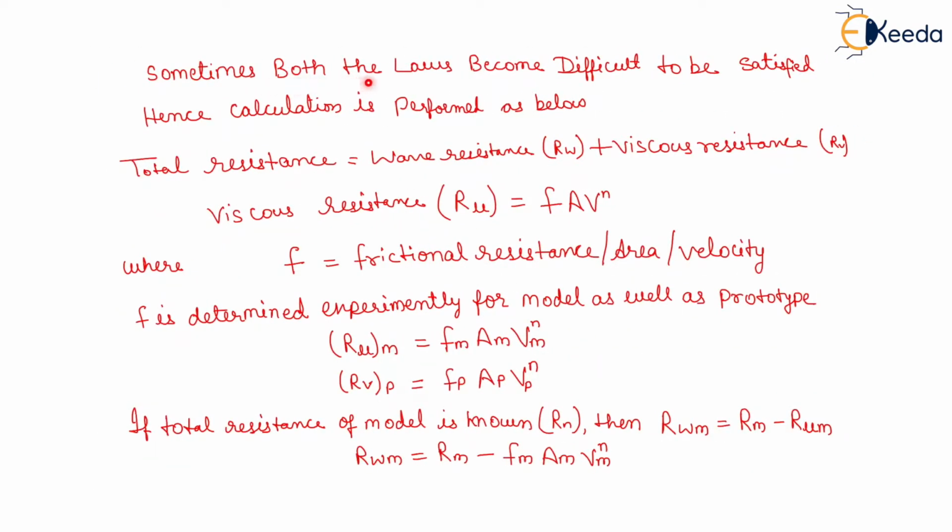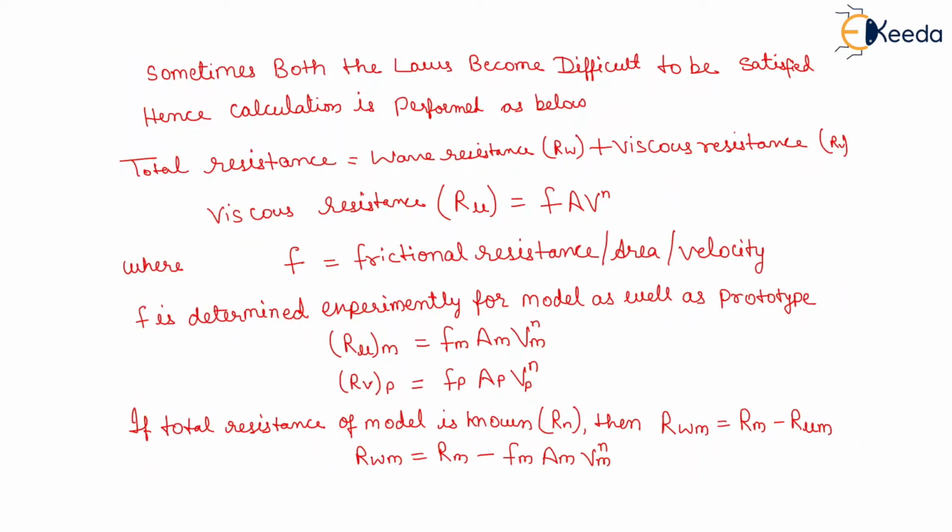Sometimes both the laws become difficult to be satisfied. Hence, calculation is performed as below. Total resistance will be equals to wave resistance plus viscous resistance. So, viscous resistance, that is R mu, will be equals to F a into V to the power n, where F is equals to frictional resistance per unit area per unit velocity. Now, F is determined experimentally for model as well as prototype.